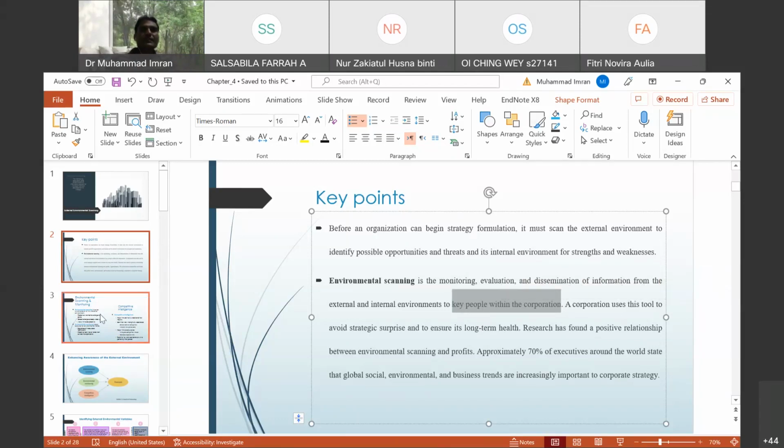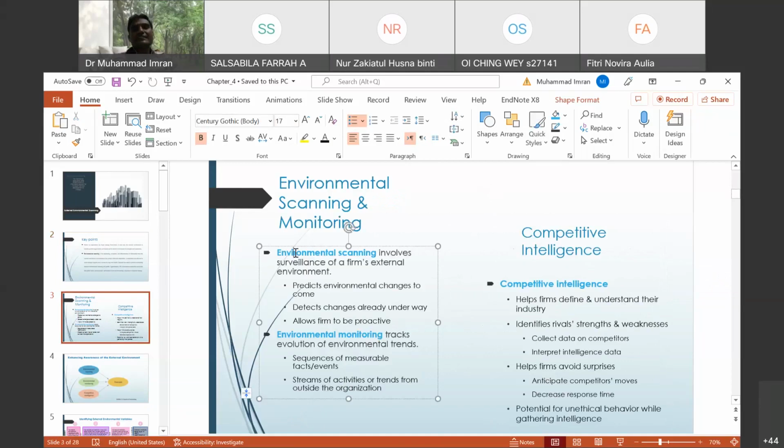Basically, number one is environmental scanning, already discussed. Number two, monitoring. Don't forget about the environment after scanning. We still monitor the environment, what is going on, what the activities are. Further, the external environment is divided into further parts, and the internal environment is also divided into further parts. The last point here is competitive intelligence.